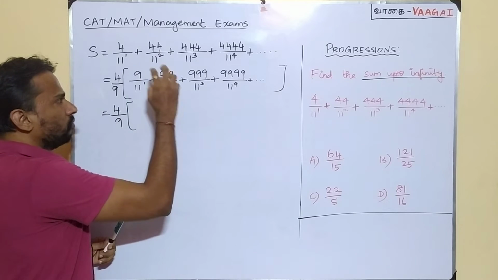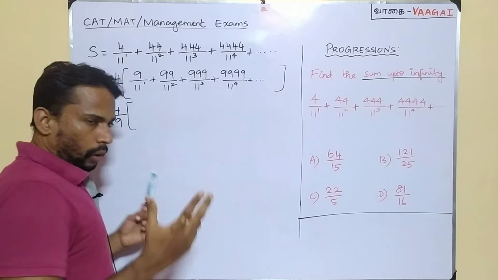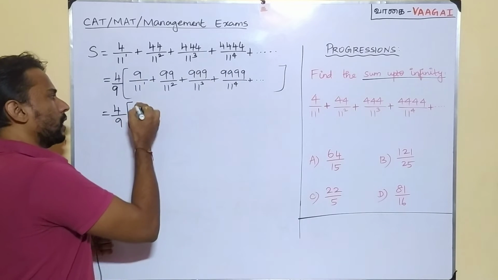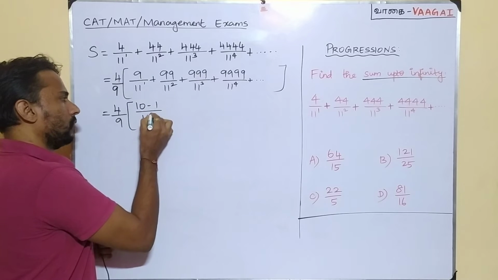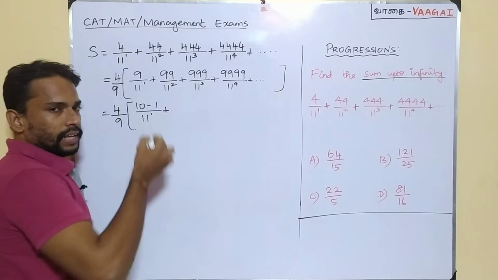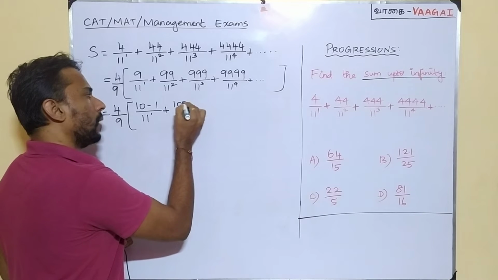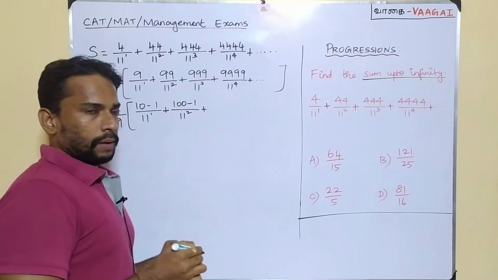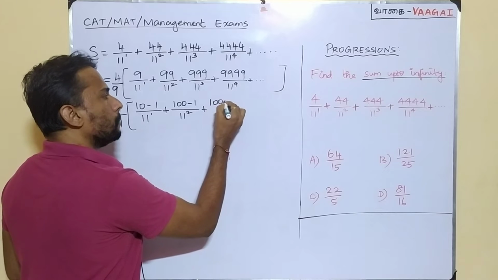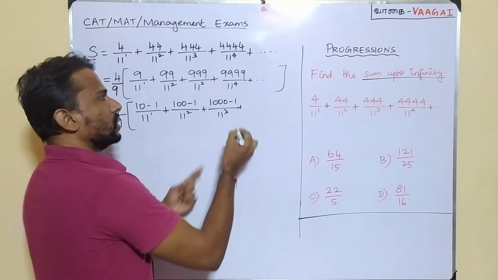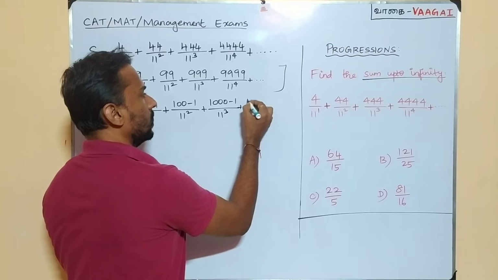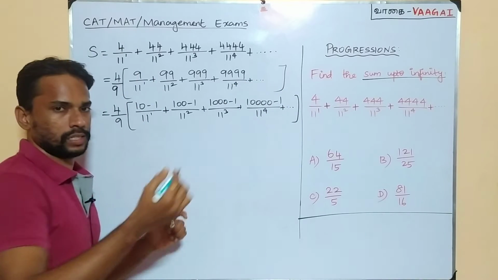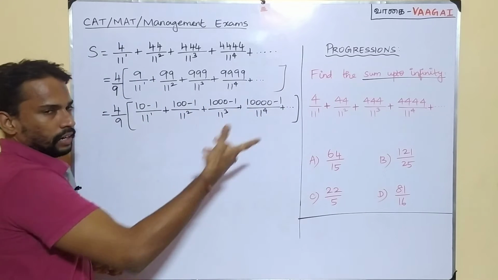What I'm going to do here is each of these numerators I'm going to rewrite. How I'm going to rewrite, if you ask? These numerators I'm going to rewrite like this. First 9 will become 10 minus 1 by 11 power 1, plus this 99 I'm going to rewrite as 100 minus 1 by 11 power 2, plus this 999 I'm going to rewrite as 1000 minus 1 by 11 power 3, and obviously this 9999 can be rewritten as 10,000 minus 1 by 11 power 4 and so on. I hope you are able to understand this. Yeah, fine. Now each numerator I have just rewritten like this.